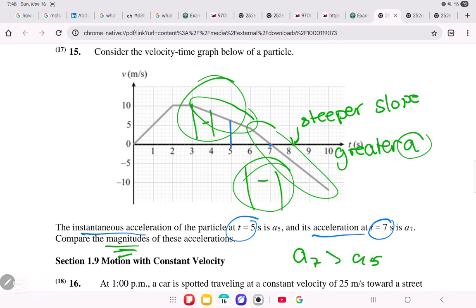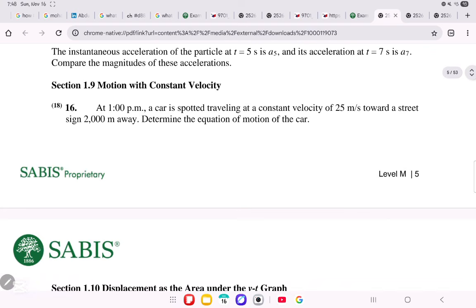We'll now move on to question 1.9, motion with a constant velocity. So section 1.9, question 16. At 1 p.m., a car is spotted traveling at a constant velocity of 25 meters per second towards a street sign 2,000 meters away. Determine the equation of motion of the car.